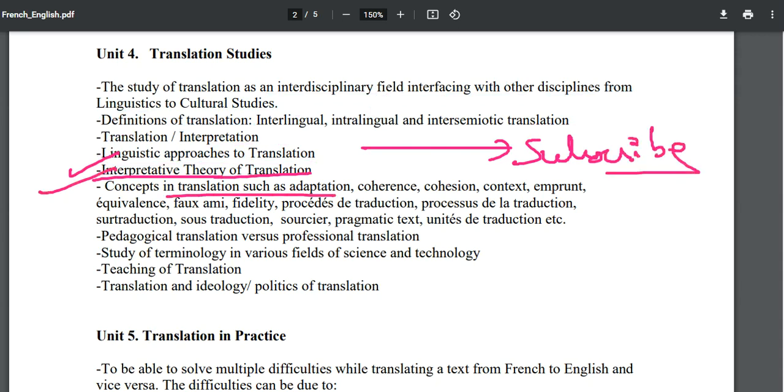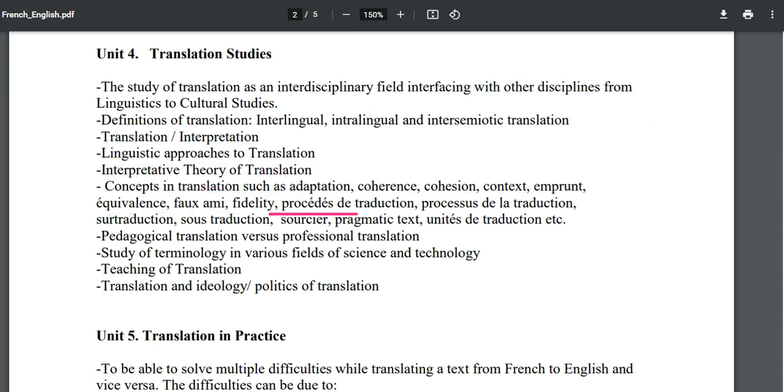Concepts in translation such as adaptation, coherence, cohesion, context, imprint, equivalence, form, fidelity, and translation procedures.